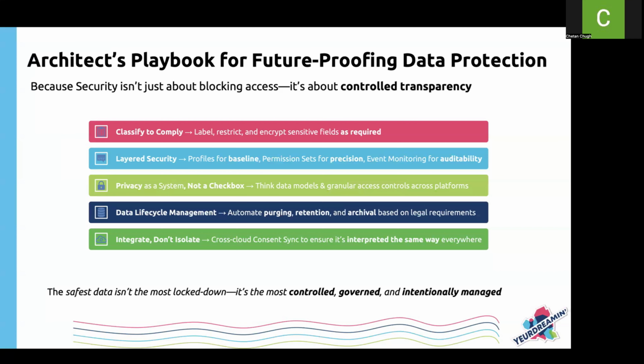Privacy is not just a checkbox, right? So I think I've done enough explanation on this. Think about a granular data model and access controls, because this is something that needs to span across different systems.